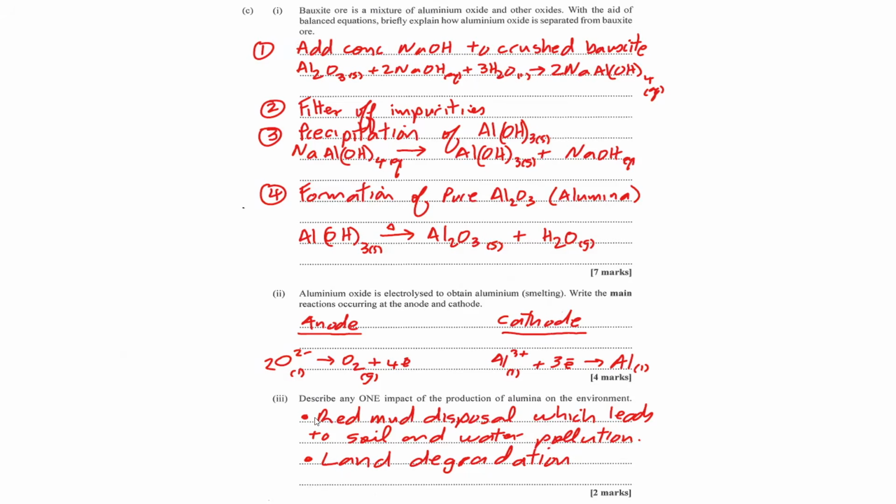Part 3. Describe any one impact of the production of alumina on the environment. Well, red mud disposal, which leads to soil and water pollution, because the red mud, which is the impurities, if it seeps into the water supply, it is going to contaminate the water supply. And of course, it will affect the pH of the soil. It also causes land degradation because in order to get the bauxite, you have to first deface the land. And removing the hillside is unsightly.